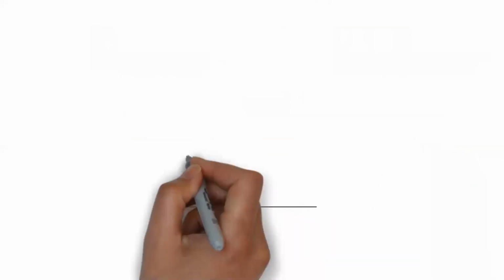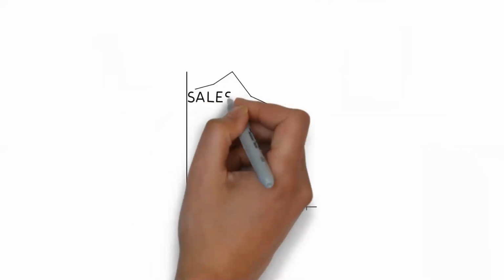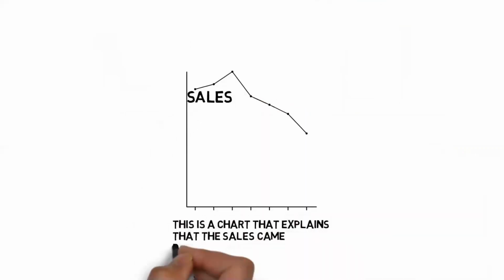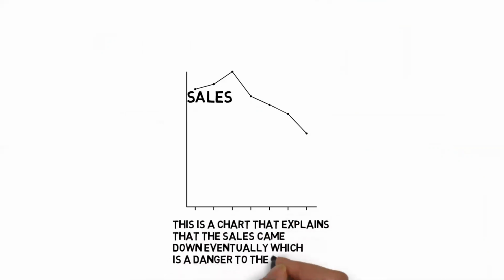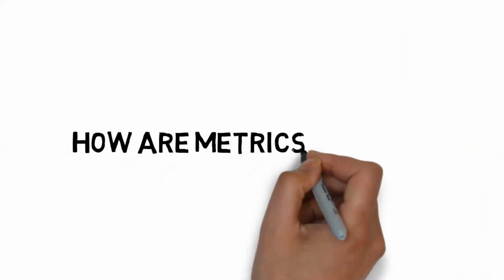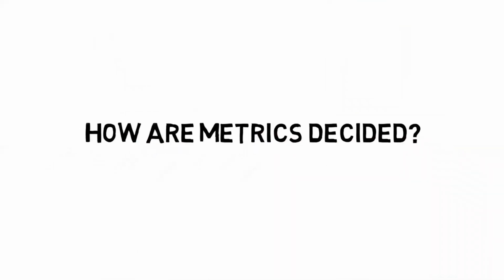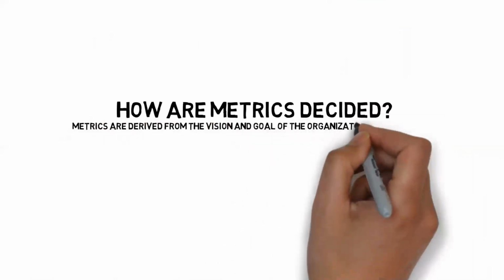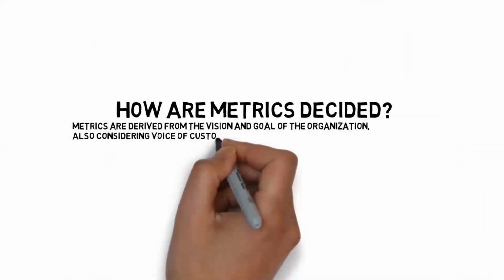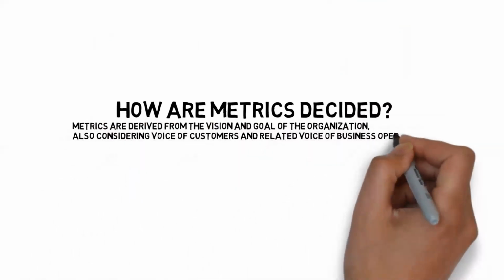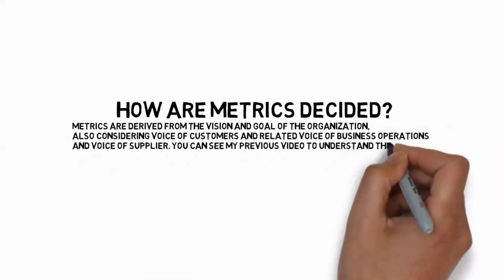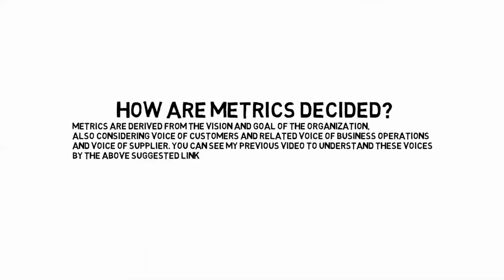This is a chart that shows a metric called sales, and this chart tells you that the sales is coming down eventually, which is a danger to the business. Wait. First, how are these metrics decided? Now, here's the answer. Metrics are derived from the vision and goal of the organization, also considering the voice of customer, the voice of related business operations, and the voice of suppliers. You can see my previous video to understand these voices by the above suggested link.